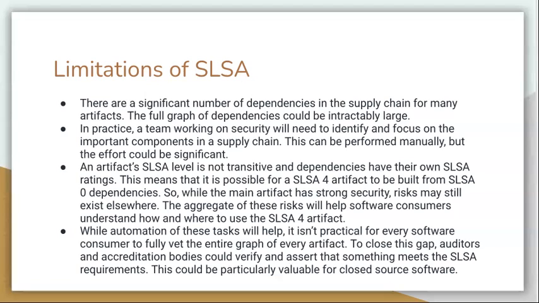So while the main artifact has strong security, risk may still exist elsewhere, right? The aggregate of their risk will help the software consumers to understand how and where to use the SLSA 4 artifact. So again, you might have a final artifact which has been generated compliant to SLSA 4, but since the dependencies have not been given the other SLSA levels, there could be a risk lying somewhere else in the supply chain, right? And this might be affecting in one way or another. So this is again a limitation directly of SLSA.